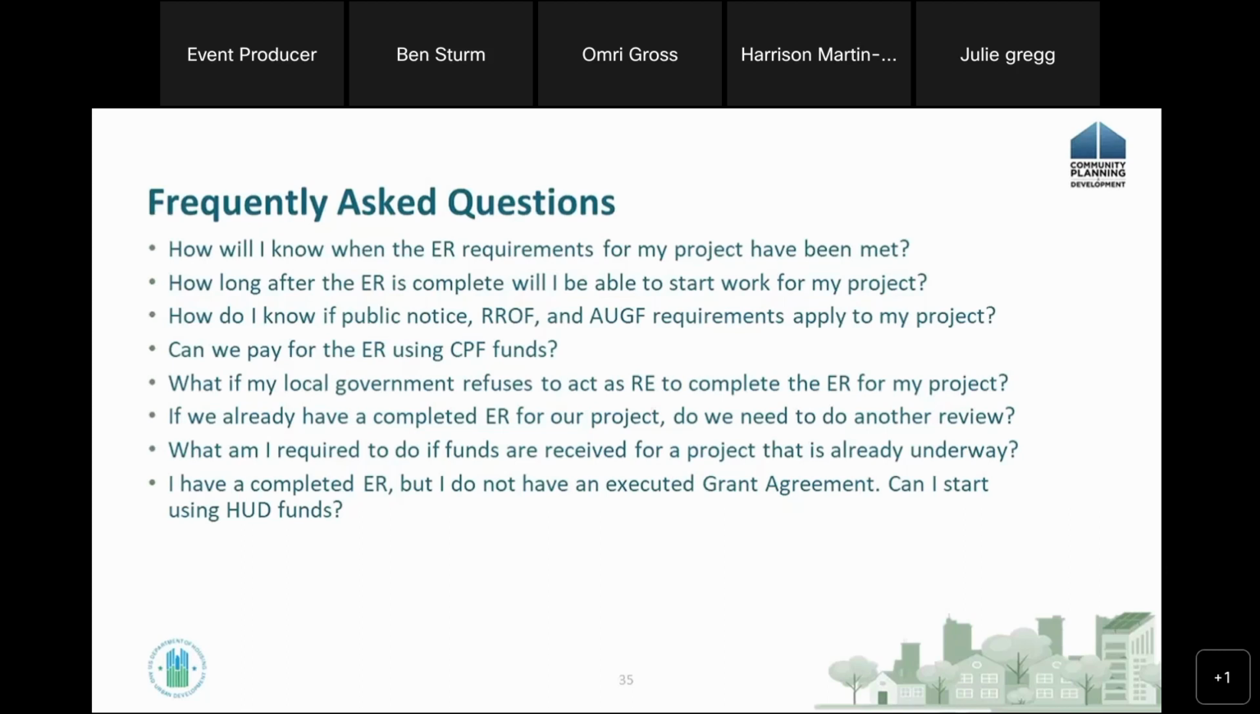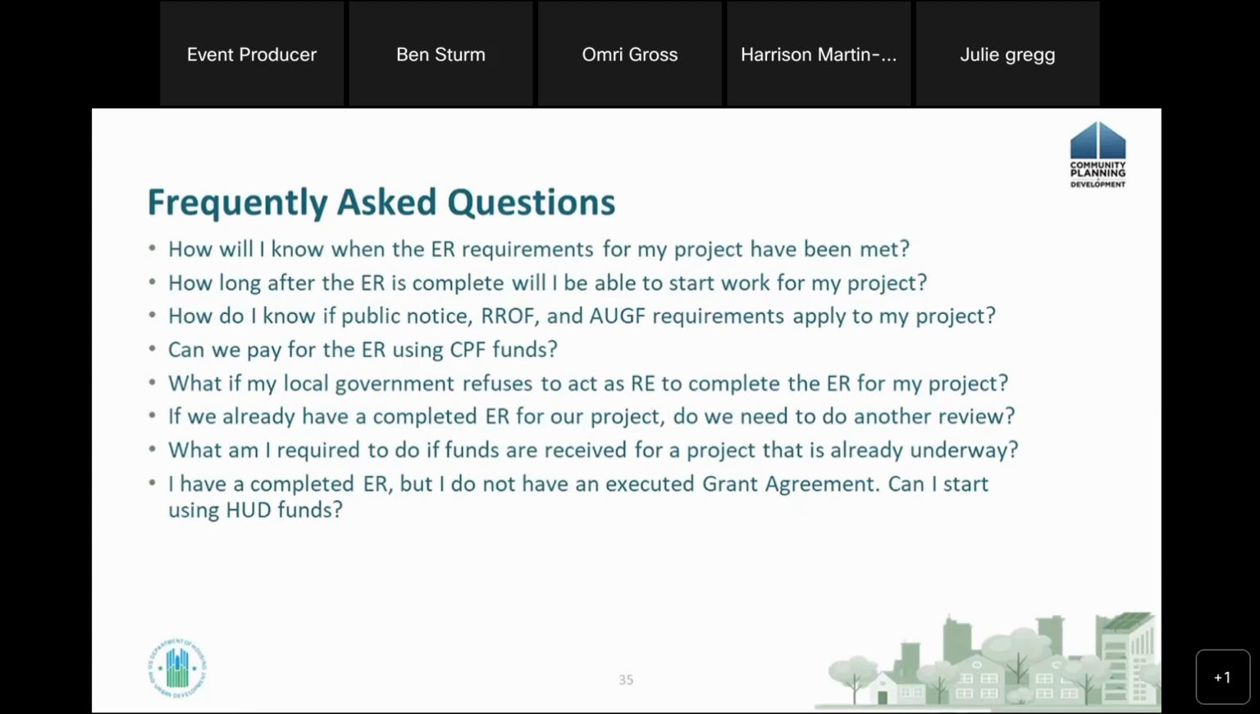Now, if you have any additional questions about level of review or whether or not your project requires a public notice, request for release of funds, and authorization to use grant funds, please send those questions to the Ask a Question help desk for CPF grants or reach out to your environmental officer to provide those project-specific details and ask that question.